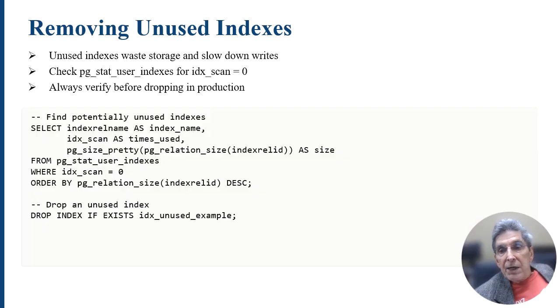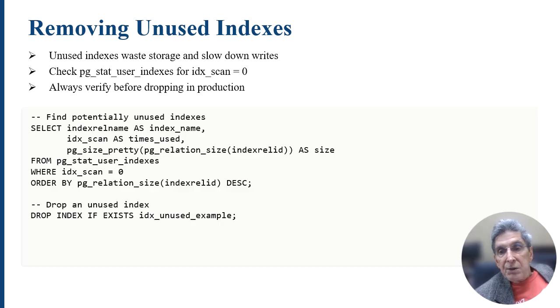The first query on this slide finds potentially unused indexes by checking pg_stat_user_indexes for indexes where idx_scan equals 0, meaning they have never been used for a scan. It also shows the size of each unused index using pg_size_pretty, so you can see exactly how much space is being wasted. The second statement in our sample shows how to drop an index with drop index if exists. The if exists clause prevents an error if the index has already been removed.